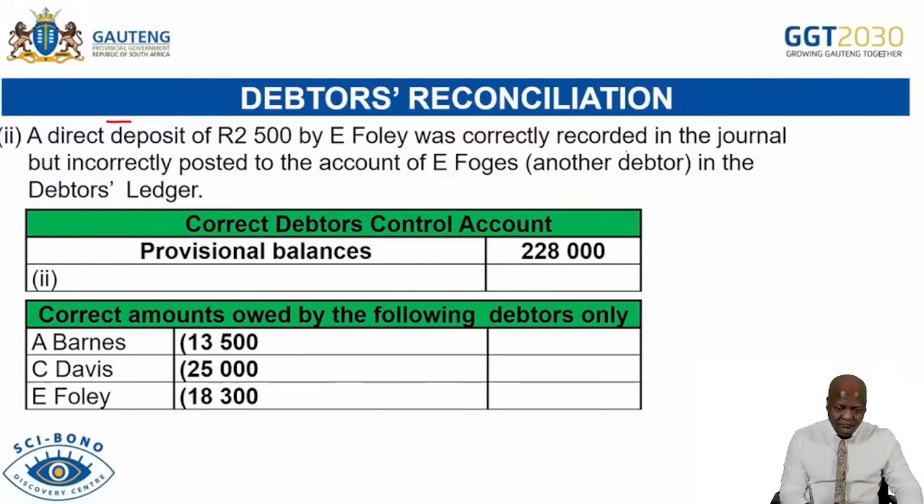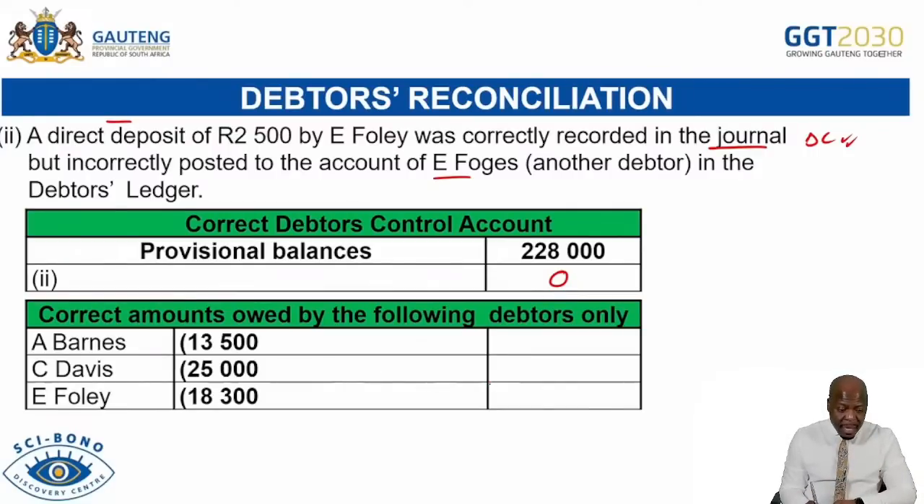Foley was correctly recorded in the journal, but incorrectly posted to the account of E. Fox, another debtor, in the debtor's ledger. So once it's correct in the journal, that simply means the debtor's control is also correct. Now, when you come here, do not leave it blank. Put a 0. It shows you understand that it will have no effect in the debtor's control. Don't leave it blank. Put a 0.